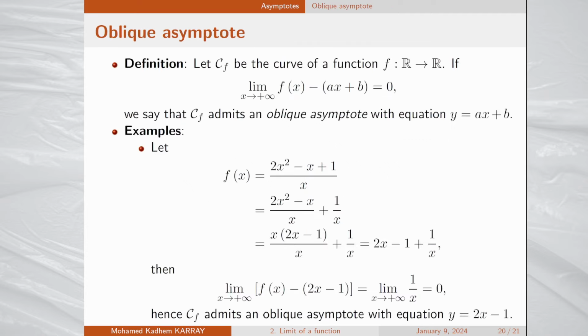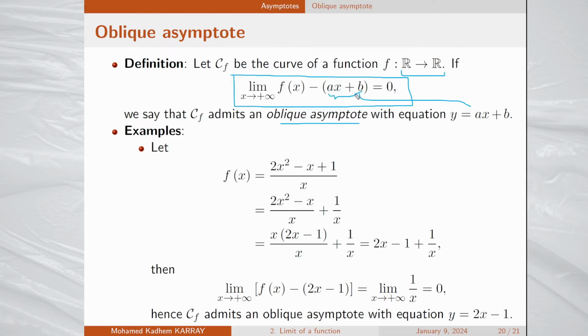In the last part of this lesson, I will introduce the notion of oblique asymptote. Let C be the curve of a function f from the real set to itself. If the limit of f minus some ax plus b equals 0 as x goes to infinity, then we say that the curve of f admits an oblique asymptote with equation y equals ax plus b. So this is the equation of the oblique asymptote.